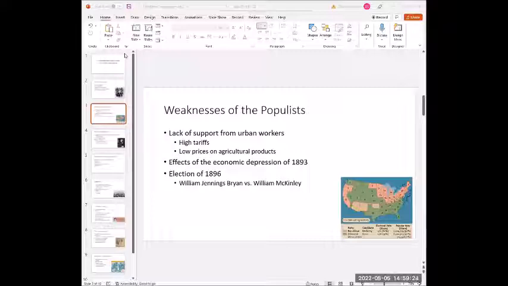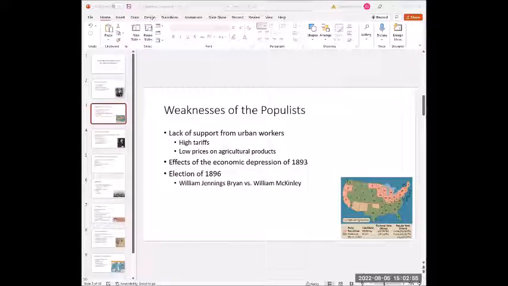All right. So Bryan is going up against the Republican candidate, William McKinley. And McKinley, he's got the dollars behind him. Okay. He's got the support of big business, right? Remember, the Republicans support high tariffs, which protects big business. And so you're going to have big business putting a lot of money, like $10 million, behind the campaign of William McKinley. And overall, McKinley is going to win the election of 1896.